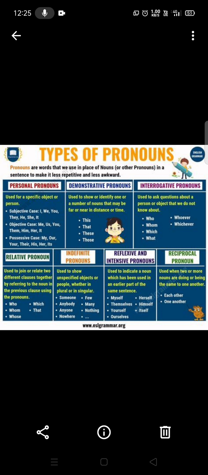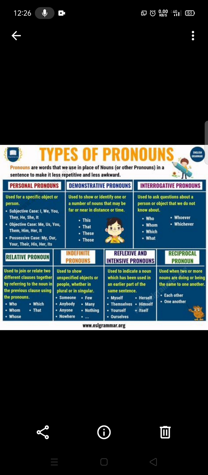These pronouns also occur in different cases. We have three cases: subjective case, objective case, and possessive case. First person singular in these cases is I, me, my, and mine. Then first person plural, we have we, us, our, ours.